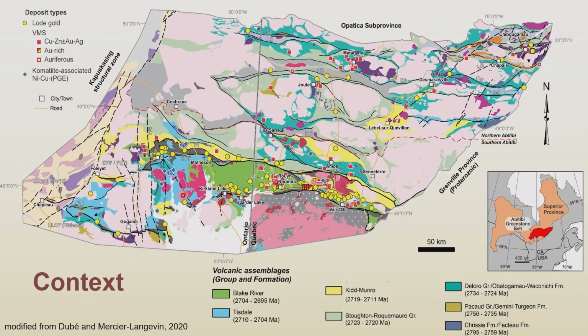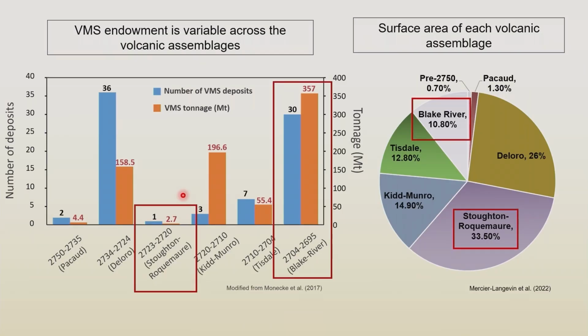I imagine you have seen this image enough, but just to remind you a little bit of the Abitibi: we have 7 volcanic assemblages subdivided mainly on geochronological constraints. So, why do we pick the Blake River and the Stoughton-Roquemaure? Because they represent the extreme poles of BMS enrichment and BMS-poor endowment. However, Blake River only represents 11% of the surface area, whereas the Stoughton-Roquemaure represents almost a third.